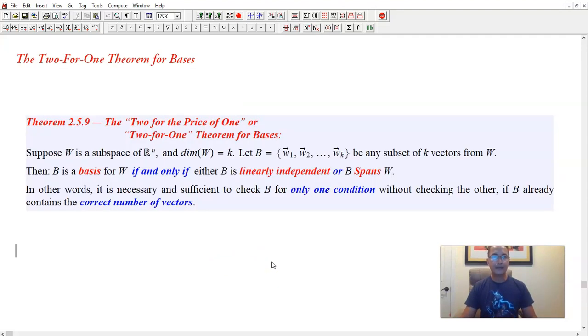Okay, so for our final segment, we are going to look at what is called the 2-for-1 theorem for bases. In this book, we are actually going to see several 2-for-1 theorems. So this is the first one of them. It says, suppose we have a subspace W of Rn, and we know the dimension of W is k.